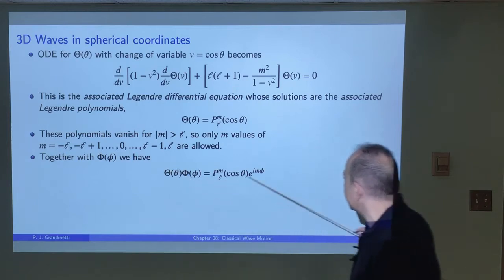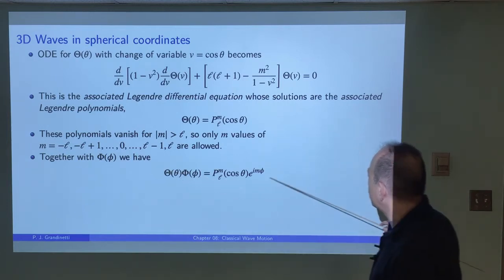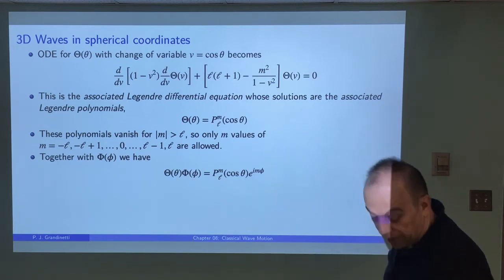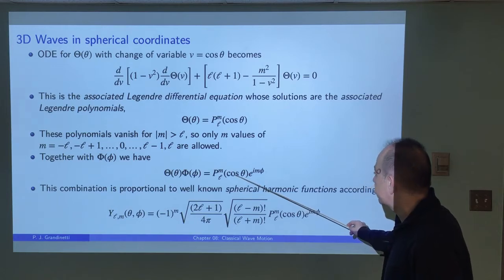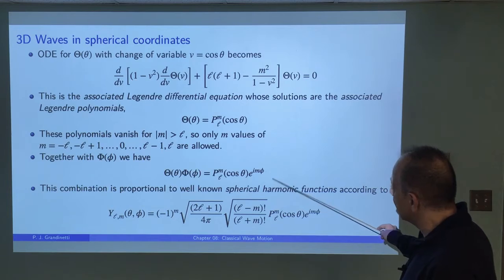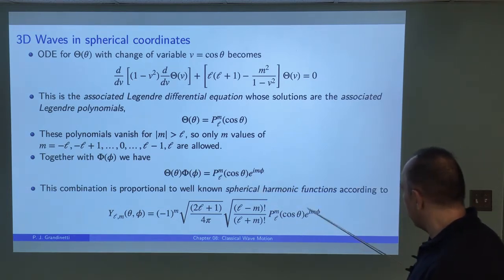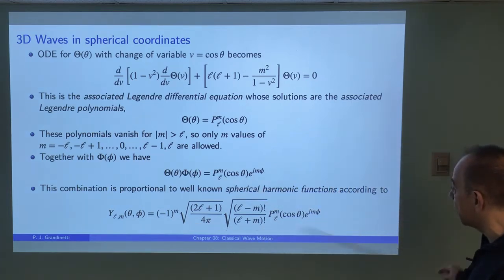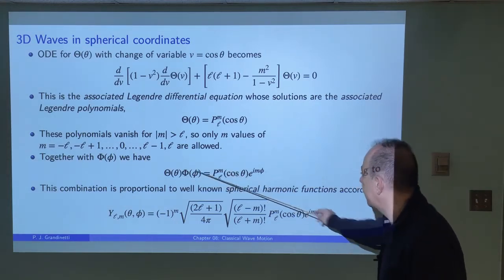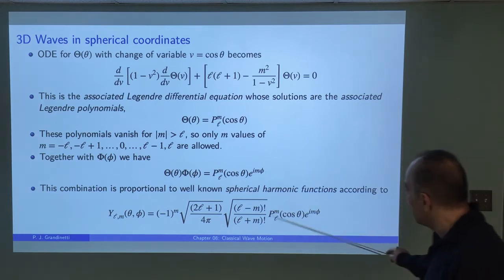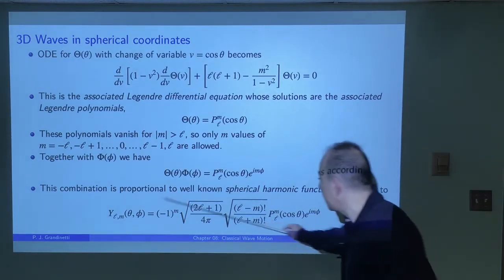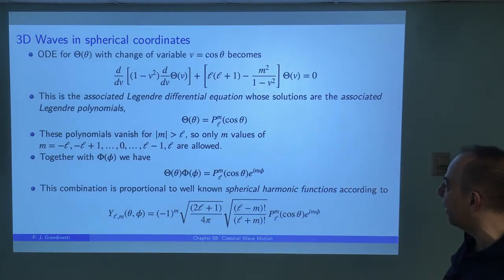Taken together with the phi part, our solution, the product of the theta and phi functions, is going to have this form. These guys are the associated Legendre polynomials. If you multiply them together, these end up being part of another really common function called the spherical harmonic functions. So this product of the theta and phi parts shows up over here, with effectively normalization constants on the other side, to create a set of functions called the spherical harmonics.